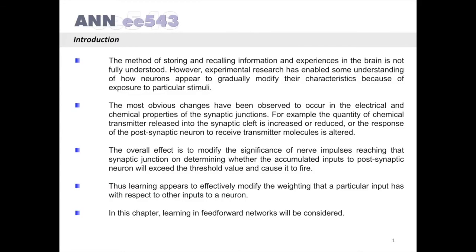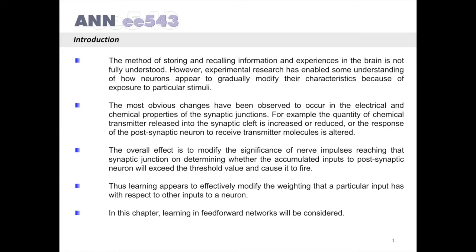The method of storing and recalling information and experiences in the brain is not fully understood. However, experimental research has enabled some understanding of how neurons appear to gradually modify their characteristics because of exposure to particular stimuli. The most obvious changes have been observed to occur in the electrical and chemical properties of synaptic junctions. For example, the quantity of chemical transmitter released into the synaptic cleft is increased or reduced, or the response of the postsynaptic neuron to received transmitter molecules is altered.